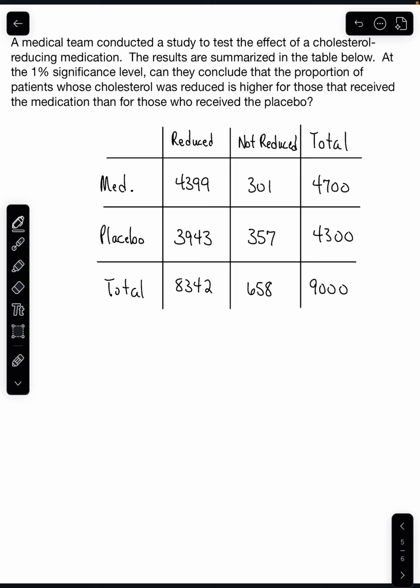The question here is, can we conclude, based on the results of our study, that the proportion of patients whose cholesterol was reduced is higher for those that received the medication than for those that received the placebo? The hope would be that if we're testing a medication that's supposed to reduce cholesterol, we would like to see that it worked. We would like to see, in theory, that giving people the medicine caused more people's cholesterol to reduce than just giving them a placebo.